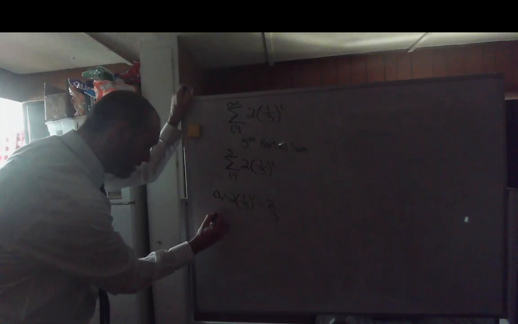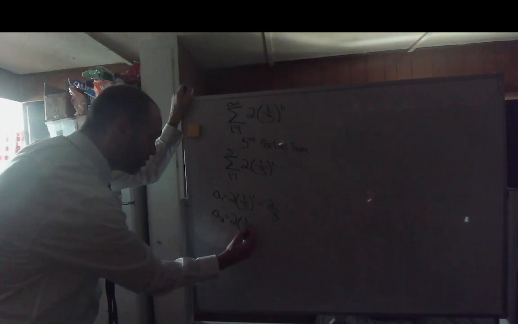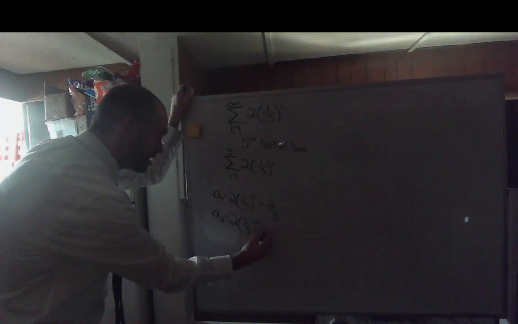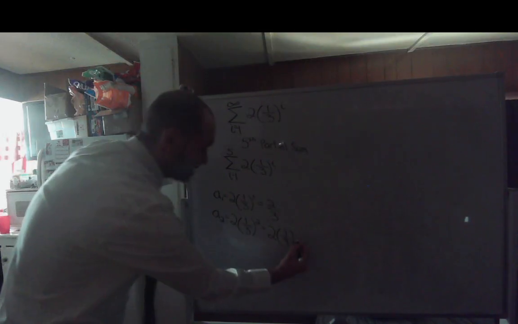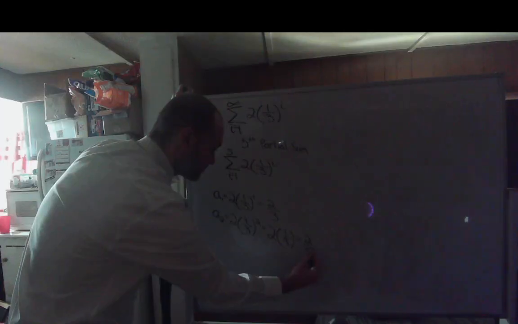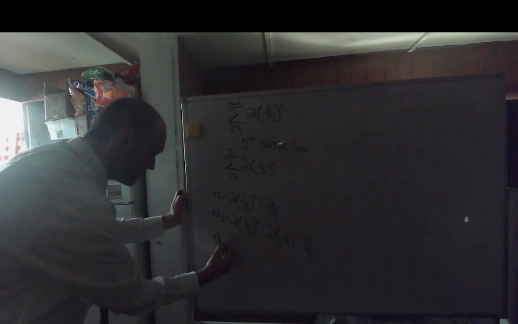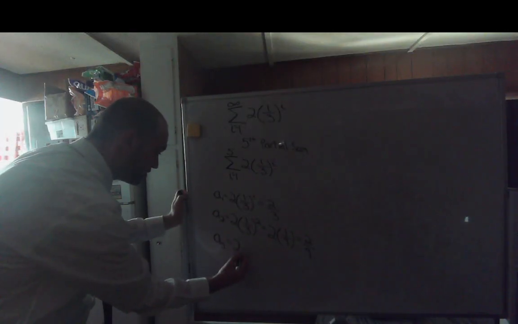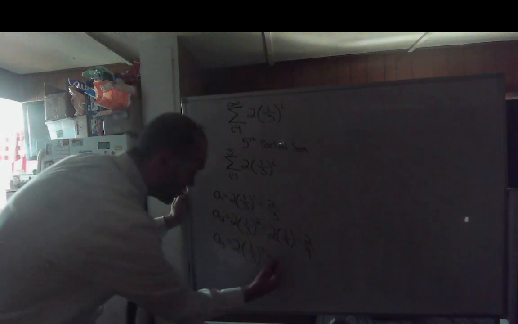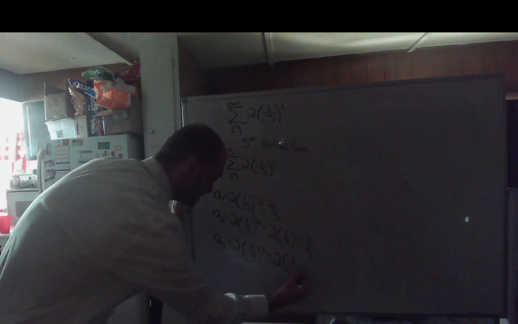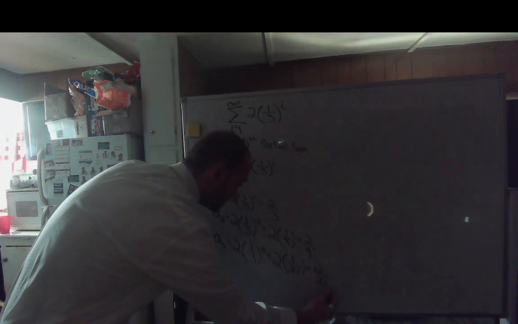Okay, now let's find our second term. A sub 2 equals 2 times 1/3 to the second power. That's going to equal 2 times 1/9, or simply 2/9. A sub 3, our third term, that's going to equal 2 times 1/3 to the third power. Well, that would give you 2 times 1/27, or simply 2/27.